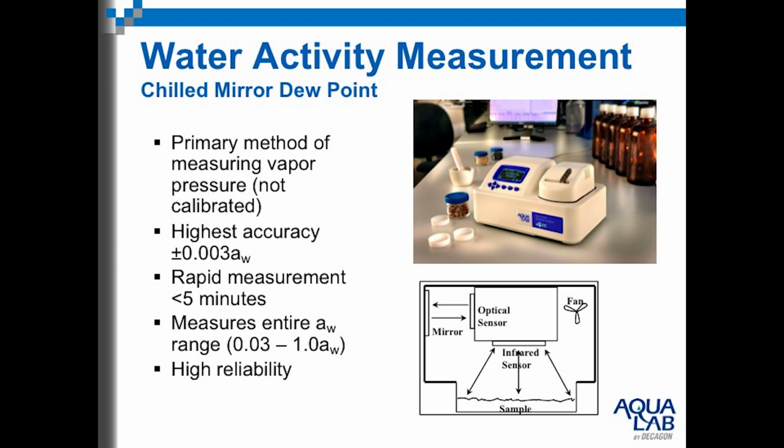There's no need for equilibration to a sensor, an RH sensor inside the chamber. So that makes it very fast. It can measure the entire water activity range, and it's very reliable. The only downside is that you have to keep it clean. The mirror and the infrared sensor do have to be maintained and kept clean in order to get accurate readings. If there's anything on those, they will impact the ability to measure the temperature correctly, which will then cause a reading to be off.